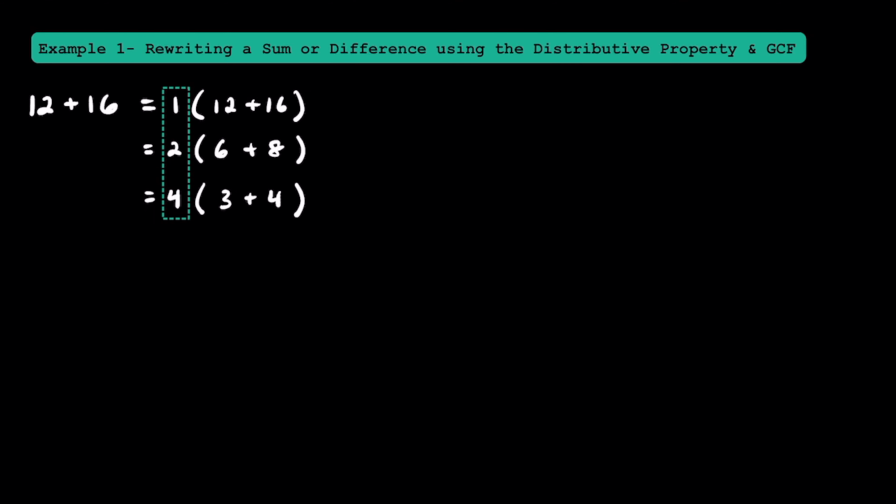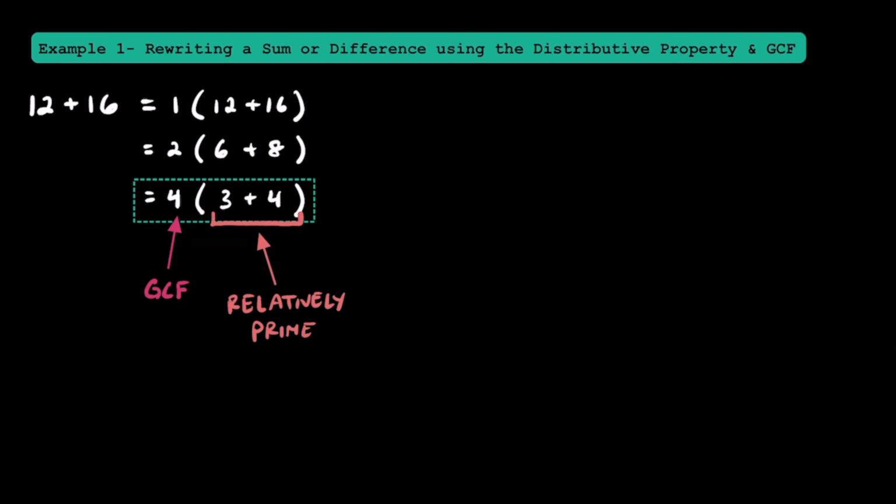We can write these three different equivalent expressions because 1, 2, and 4 are all common factors of 12 and 16. While these are all equivalent expressions to 12 plus 16, this bottom one is typically going to be the most useful one to us in algebra. This 4 is the GCF of 12 and 16, and this 3 and 4 are relatively prime. Distributing this 4 to the 3, that's going to equal 12, and distributing this 4 to this 4 is going to equal 16.